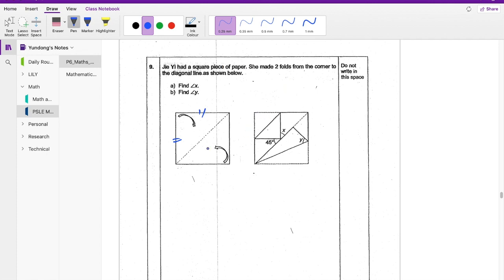So here we can see that after you fold it, you fold here from here, and you fold here from here. This one is 45 degrees. Then this angle is the original angle, which is 90 degrees. As we know, a straight line is 180. So X equals 180 minus 45 minus 90, which is 45 degrees.